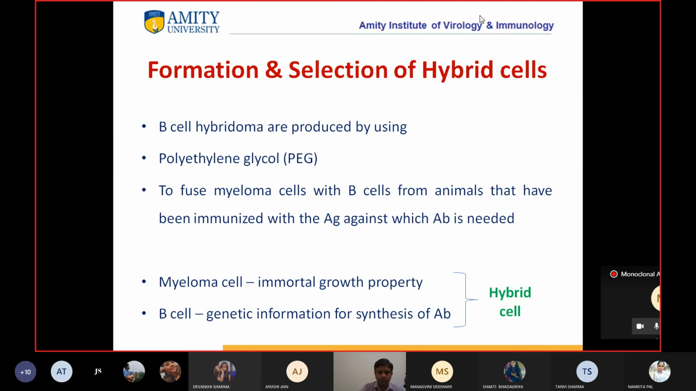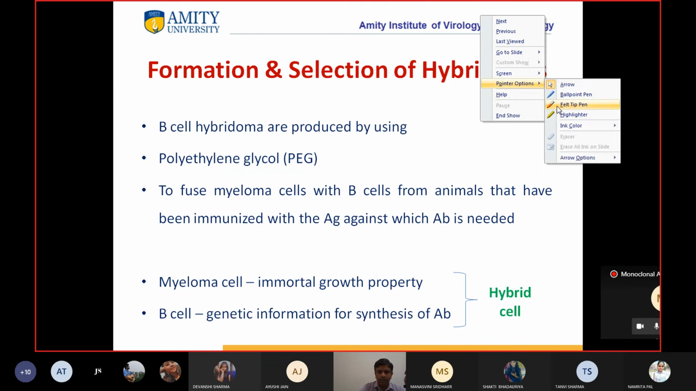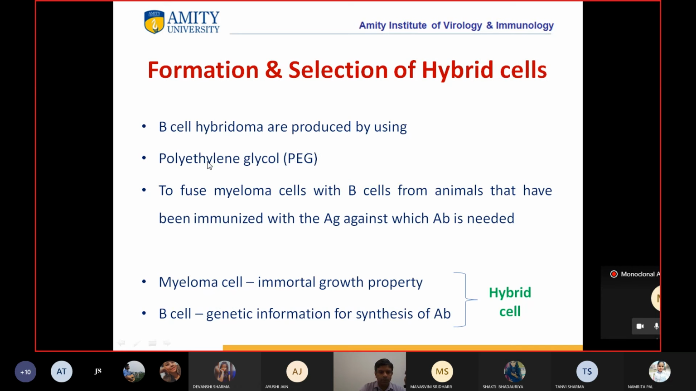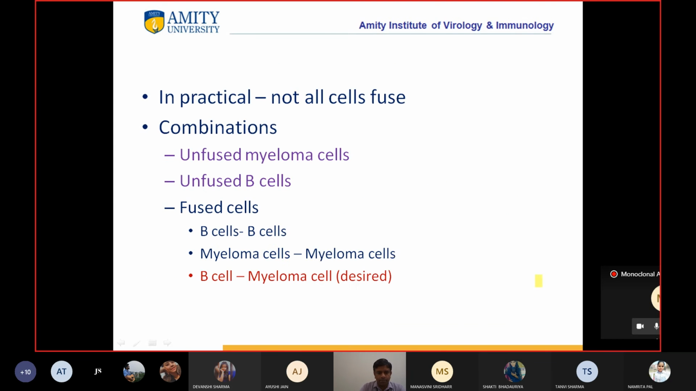And again we have seen that we require polyethylene glycol for fusing the two cells. This we have again discussed: the myeloma cell will provide the immortal growth property, and the B cell will provide the genetic information for antibody production. And when we fuse these two cells with polyethylene glycol, we get the hybrid cell, or the hybridoma.